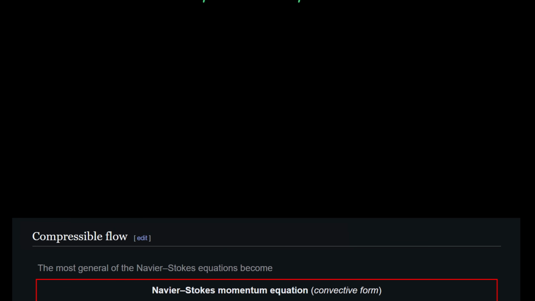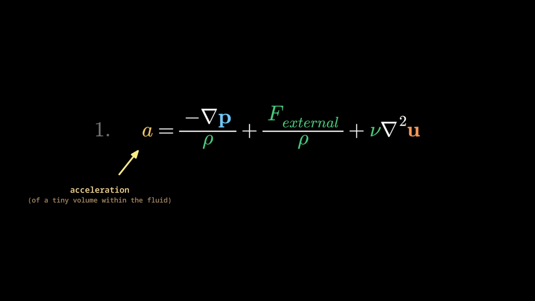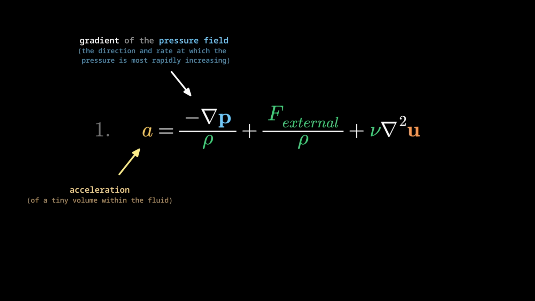So what we have here instead is simply saying that every tiny volume that we're simulating inside the fluid should be accelerated down the pressure gradient, meaning from regions of high pressure towards regions of low pressure to balance things out. Due to inertia though, the more dense the fluid is, the harder it will be to accelerate, and so there's a division by the density here to reflect that.